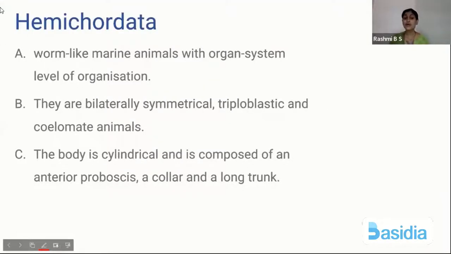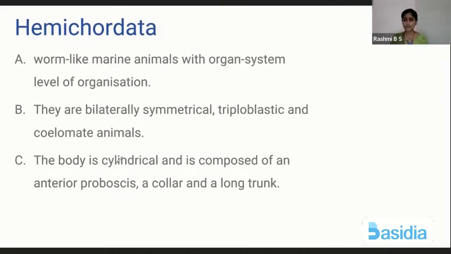Okay, thank you. So now another phylum, almost the last phylum, we came to an end, right? Hemichordata. Yes, so the last but one phylum. Okay, so now hemichordata children, in hemichordata you need not break your head, okay? You just remember, they are exclusively marine animals, okay? And they have organ system level of organization. The symmetry is bilateral, triploblastic, and coelomates, because they are highly evolved animals, right?